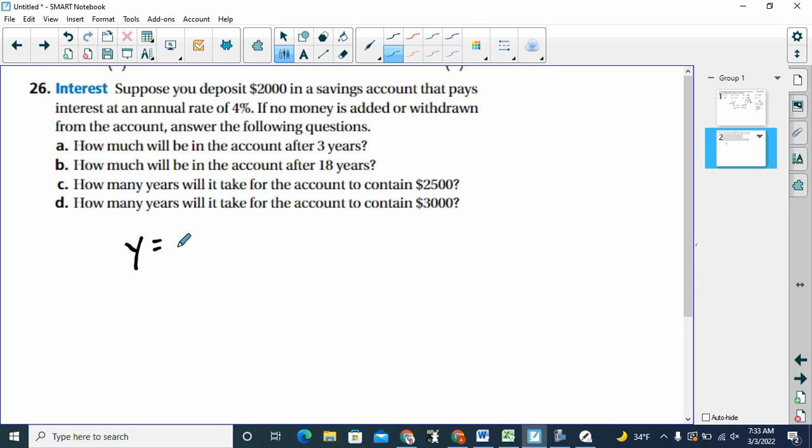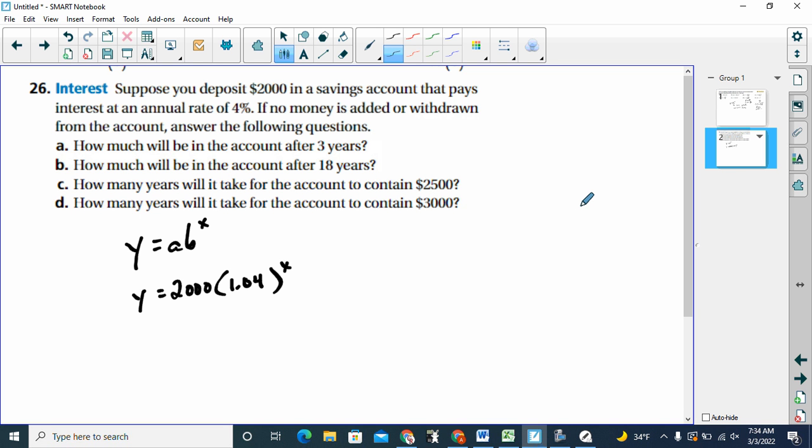So we have a basic y equals ab to the x exponential equation. a is our y-intercept, or our starting amount, which is $2,000. b is the growth factor. If it is growing at 4%, right now I have 100%, keeping that 100%, and I'm adding 4% to that. So every year I'm going to have 104% of what I had the previous year, which as a decimal is 1.04.